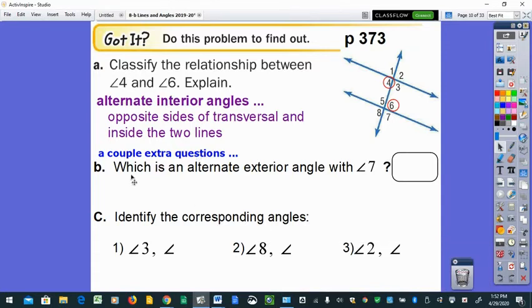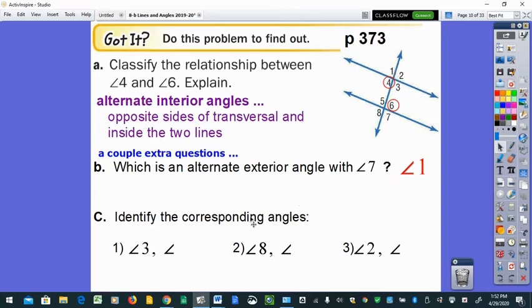Another type of question. Which is an alternate exterior angle with angle 7? So look at angle 7, and can you right now, just stop for a second, what would be the alternate exterior angle with angle 7? Did you guess angle 1? Right up here? Then you'd be right.